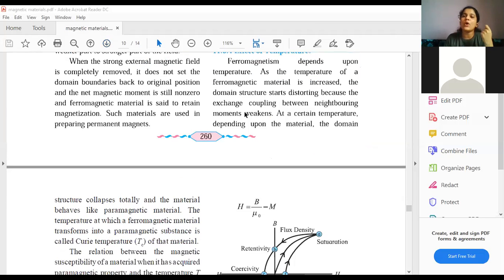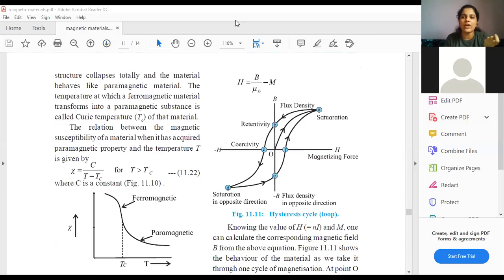So if you keep on increasing the temperature outside a ferromagnetic material, after a certain temperature, it starts behaving like a paramagnetic material. Now this temperature plays a very important role. You can mark this point: the temperature at which a ferromagnetic material transforms into a paramagnetic substance is called the Curie temperature, indicated by capital T subscript C.